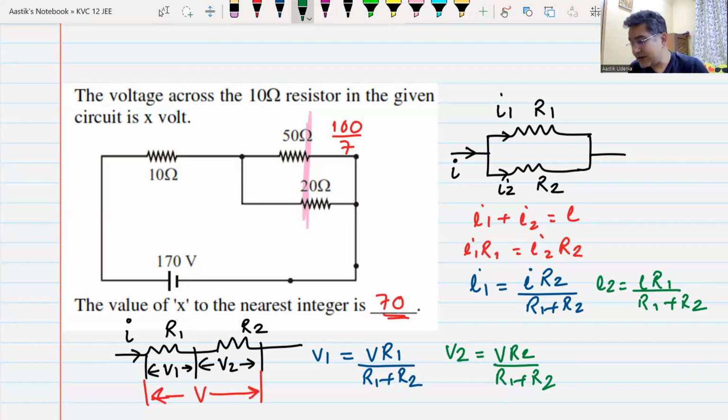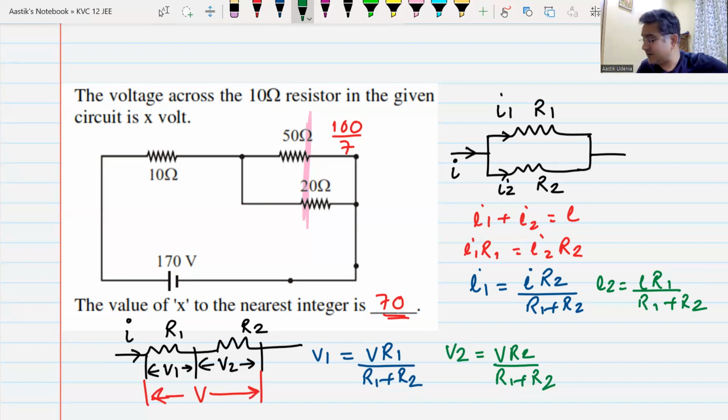Current in parallel branches will divide in inverse ratio. Voltage in series branch will divide in direct ratio of resistance. Do we understand this? Yes or no? Yes, sir. Please raise your hands if you understand this.